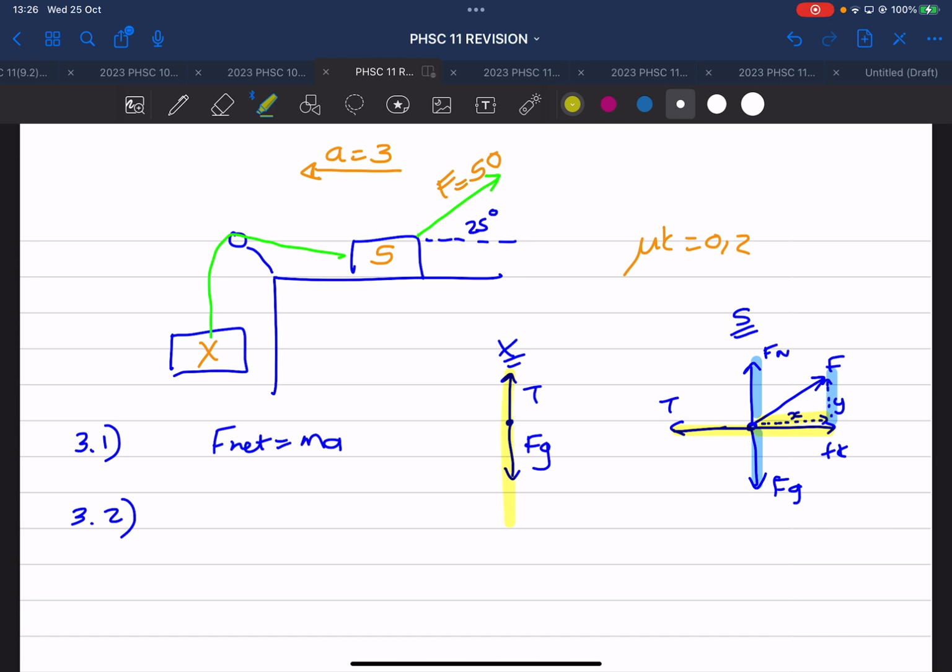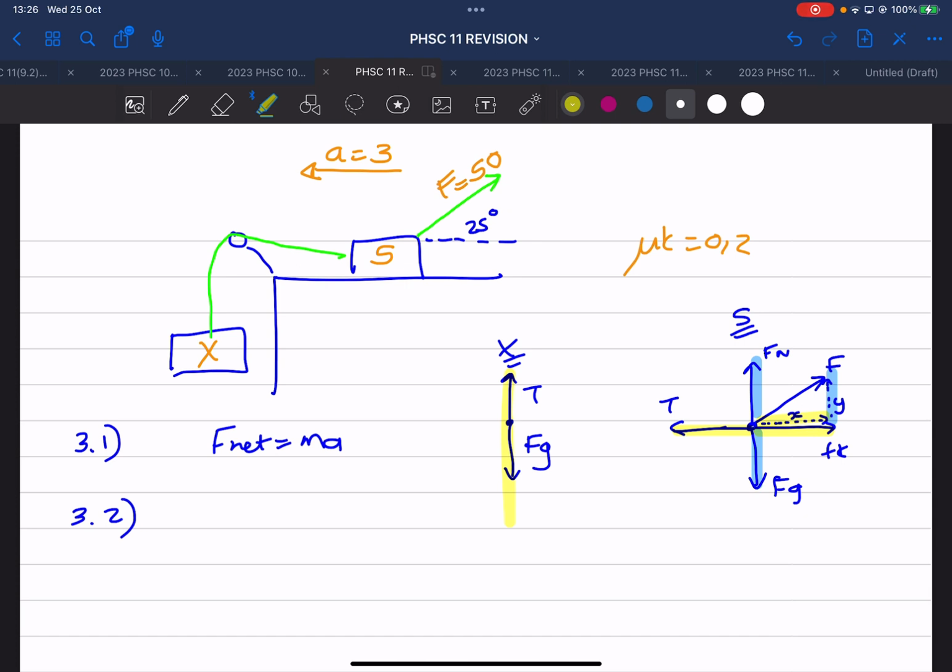Do you agree? This thing is now linked to this thing. If this thing goes that way, in which direction is this one? Up. And if this thing goes to your right, which way is this thing going? So the same thing here: if this thing is going to the left, this thing is going to go down. So this one's up and down is linked to this one's left and right.